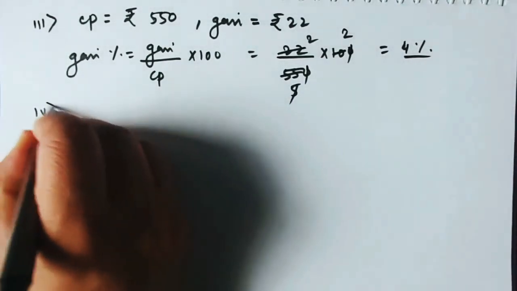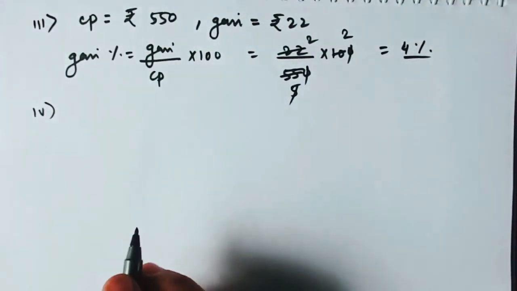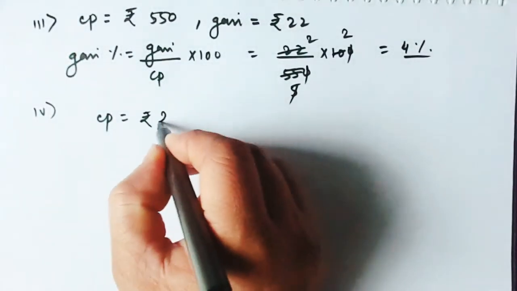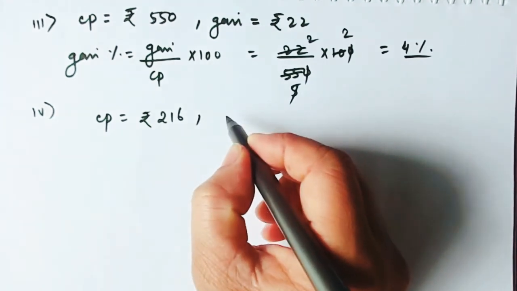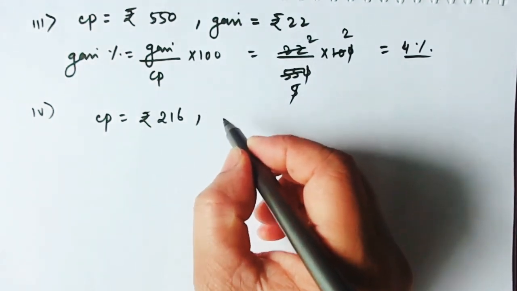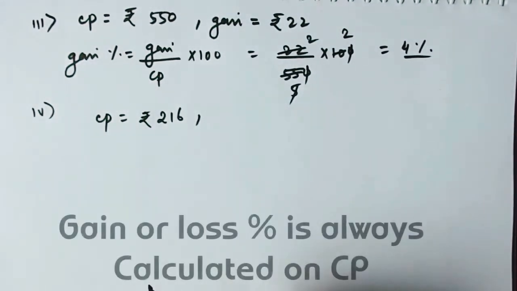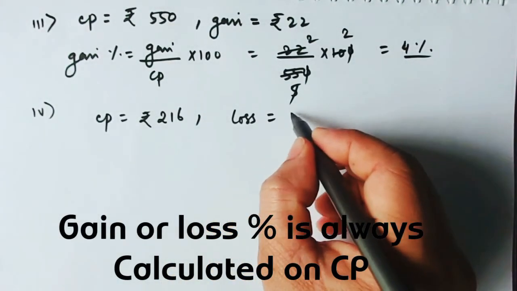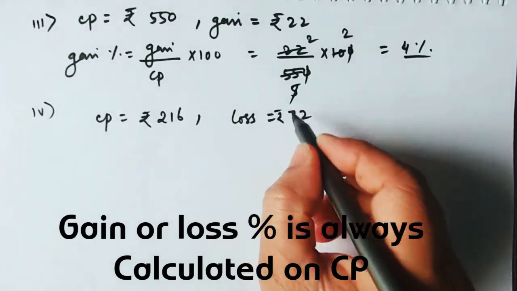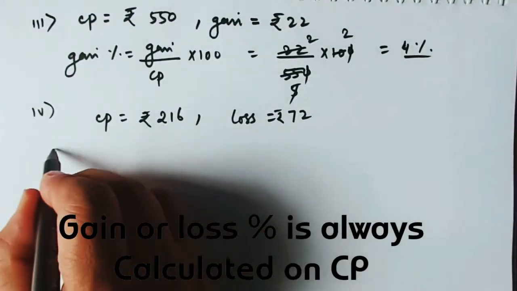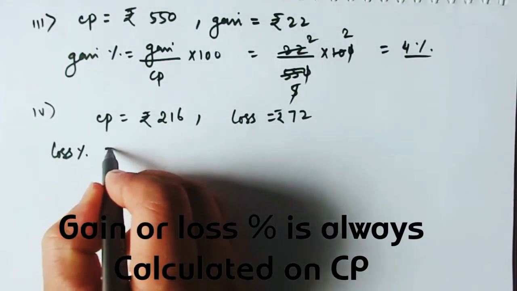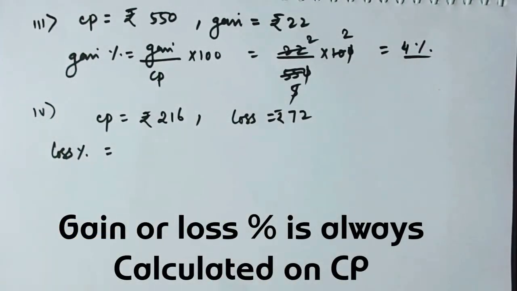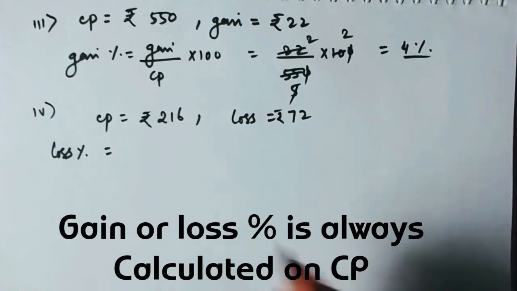In number 4, what do we see? They have given you cost price as rupees 216, and they have given you how much? Loss. अच्छा, loss is equal to 72. क्या दिक्कत है यार? Loss percent will be equal to how much? Loss by CP into 100, isn't it?